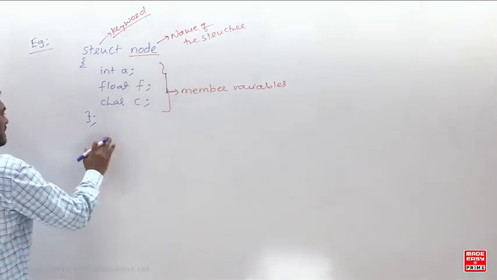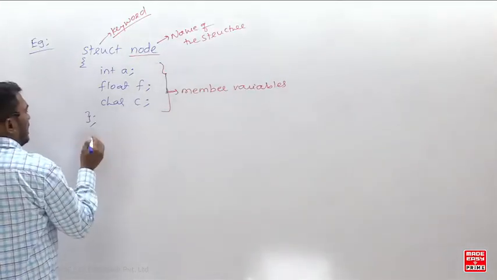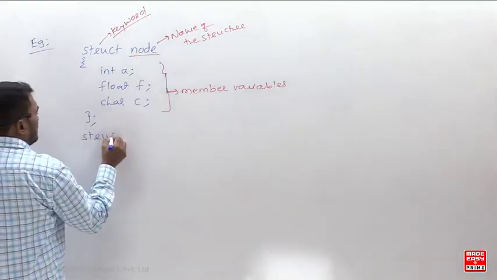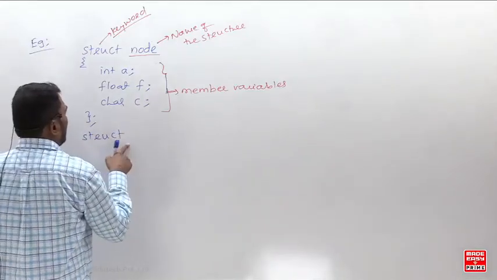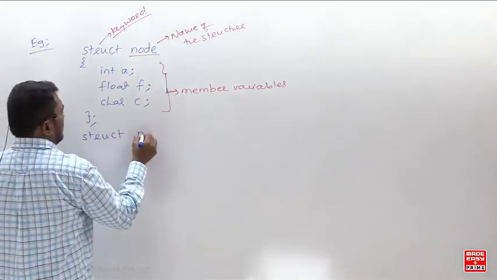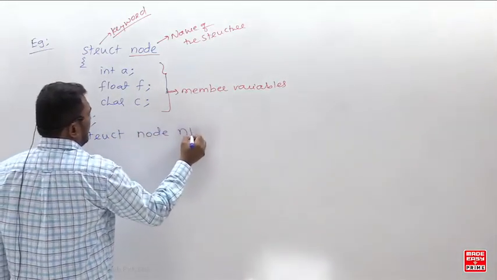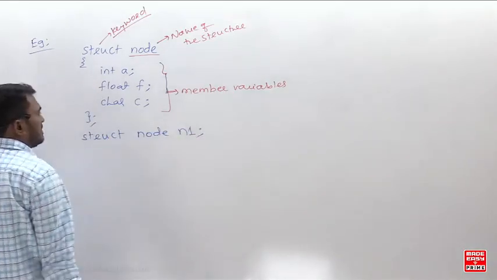Okay, very good. Next, now understand carefully. I am creating the structure variable. So how are you going to create the structure variable? So struct node n1. If I create it like this.